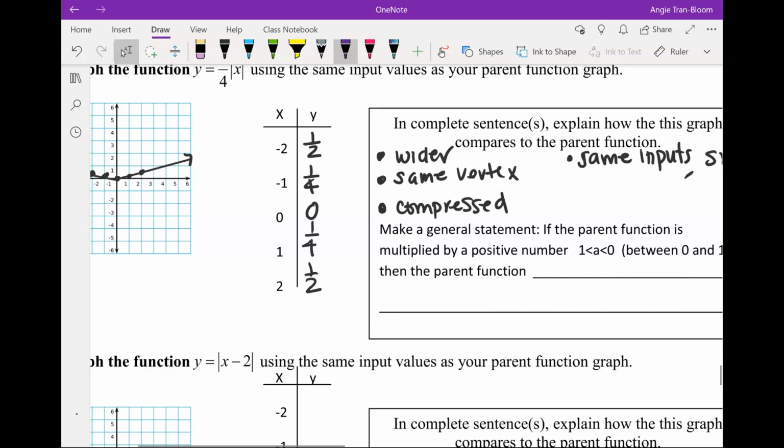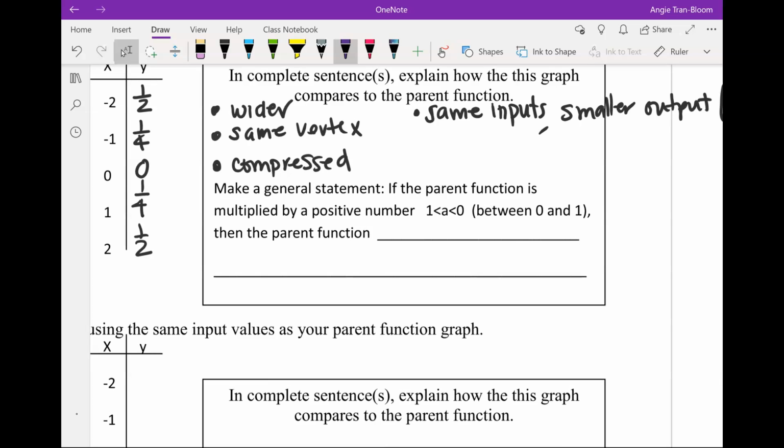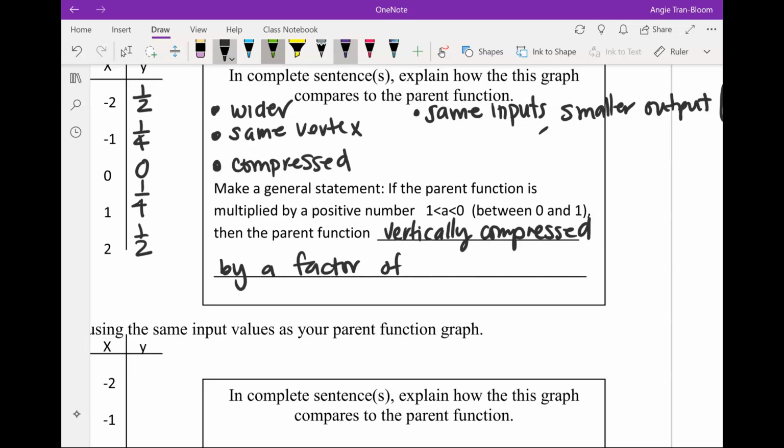So here we go. If you multiply your parent by a value that is positive and that is in between 0 and 1, okay, that means you're going to have a function. The parent function is now going to be called vertically what? Compressed, okay, by a factor of a. In this example, a was what? A fourth. Okay.